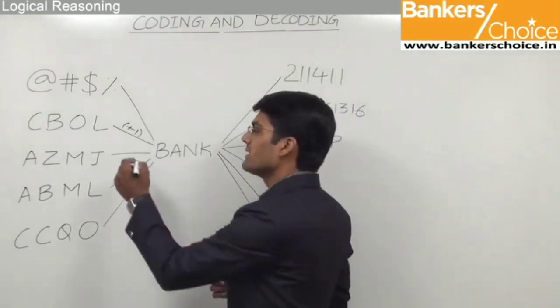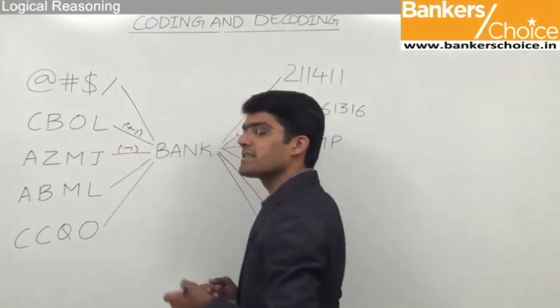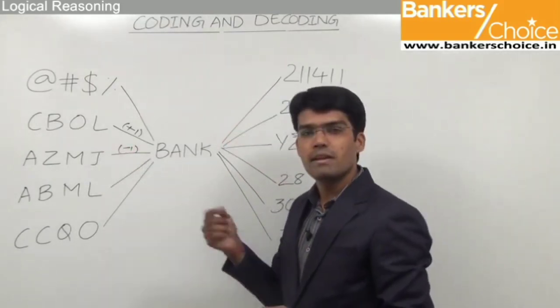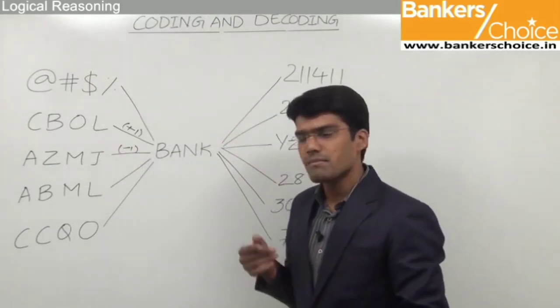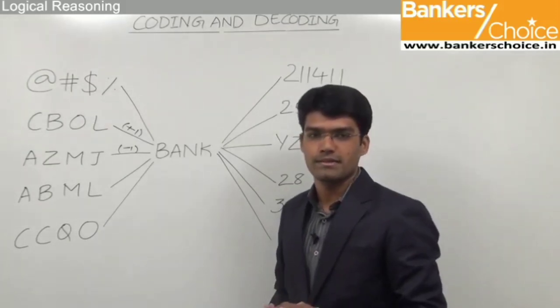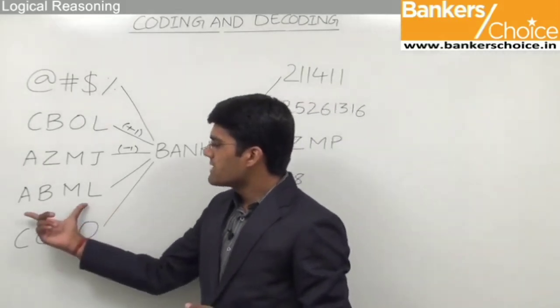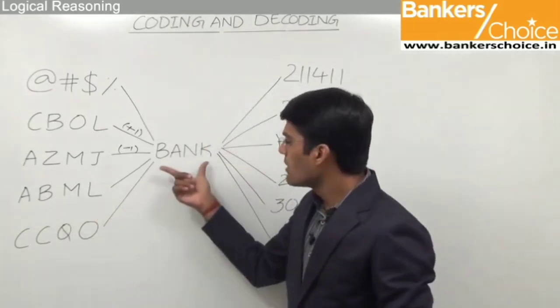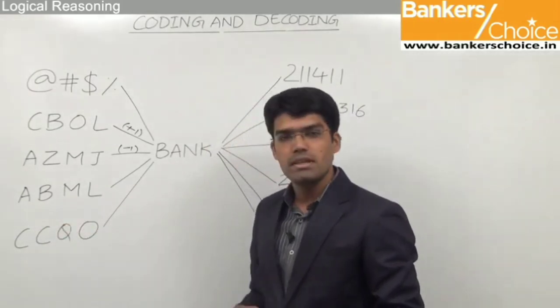So as per the alphabetical order, each letter here has been shifted by one position in the backward direction. So I can say that the logic in this coding is -1. That is shifting each letter by one position in the backward direction. Similarly, the letters can be shifted by 2 positions or 3 positions in the backward direction. Now the next one here is ABML. The word bank is taken as ABML.